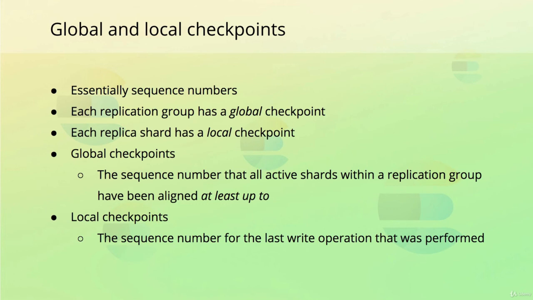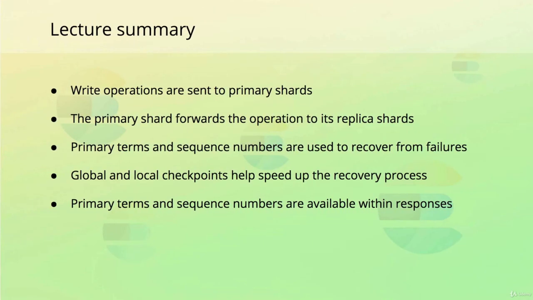Both the primary term and sequence number are actually available within the response to write requests, as well as when retrieving a document by its ID. If you go back and take a look at the responses to the previous queries, you'll see these two fields. Or you can just join me in the next two lectures, where we'll put these two fields to use.